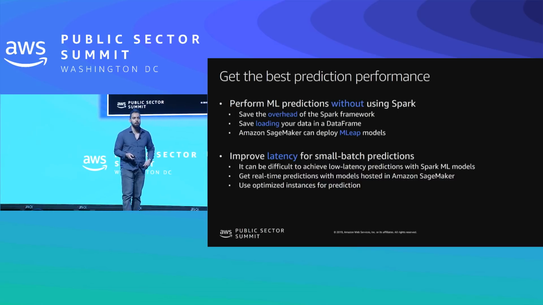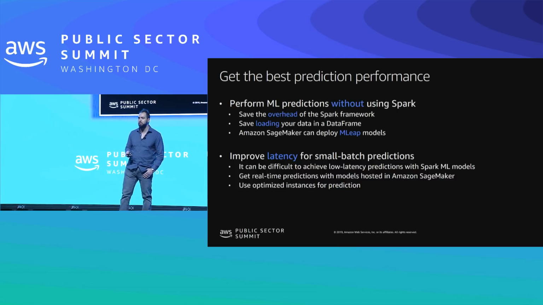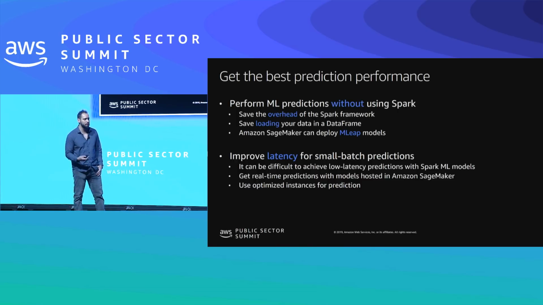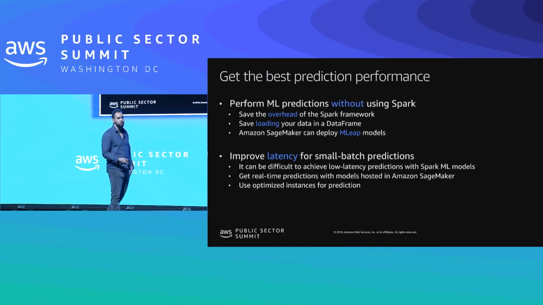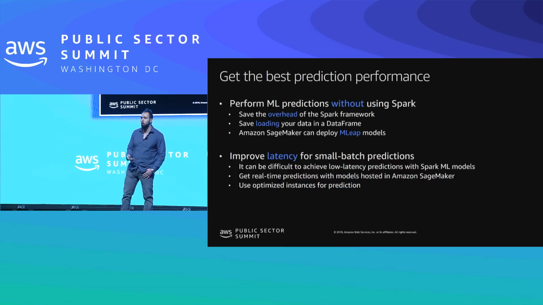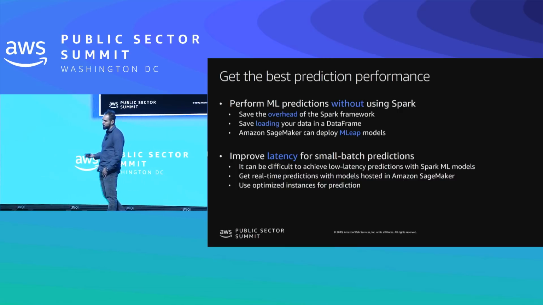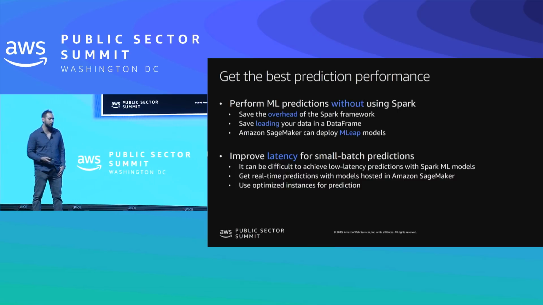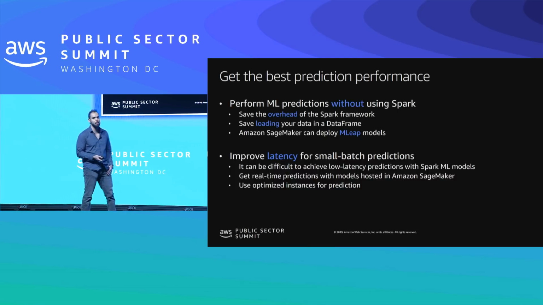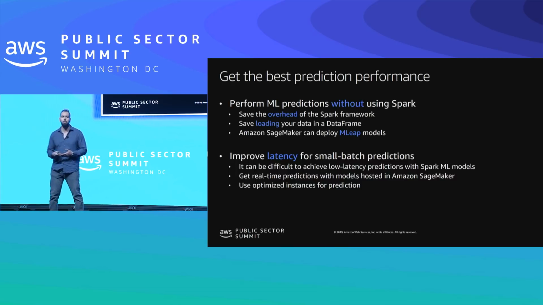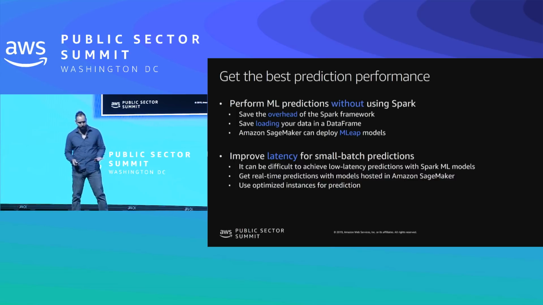You can also achieve real-time predictions by using SageMaker models that are hosted in SageMaker without using Spark. And lastly, you also get to optimize your own prediction instance. Whenever you're hosting that model in SageMaker, you also specify the particular instance that you'd like to use for your endpoints and all these things. So this goes back to the point I mentioned earlier of decoupling your ETL from your machine learning.